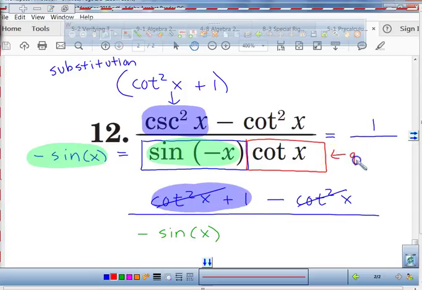So look for your quotient identity. I'm going to put right here times, my quotient identity. And what is the quotient identity for the cotangent of x? Yep. Cosine of x over sine of x.